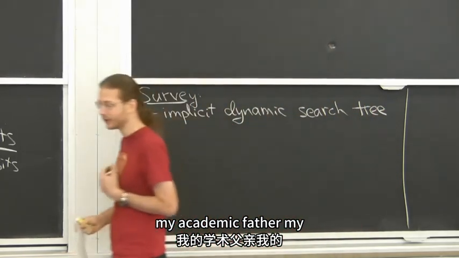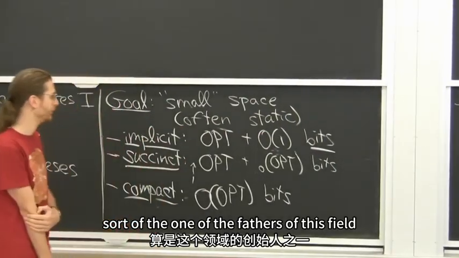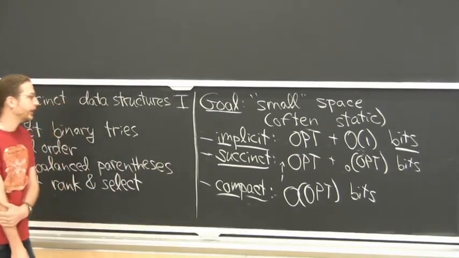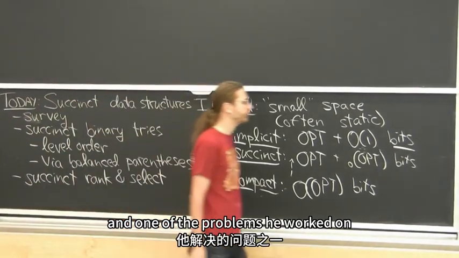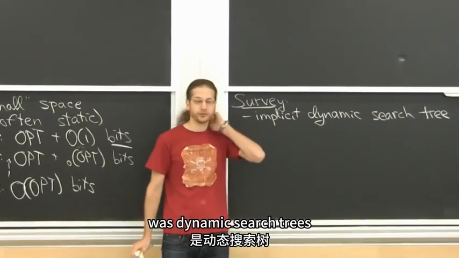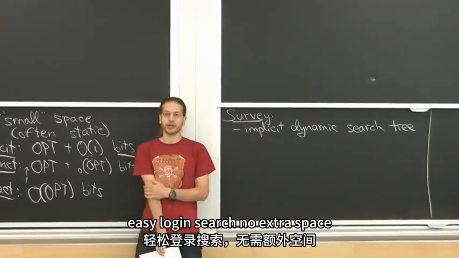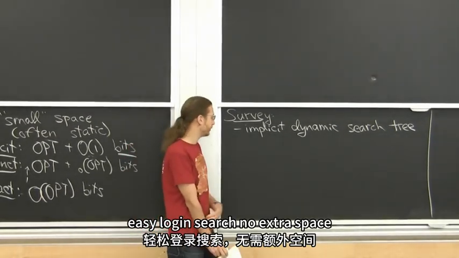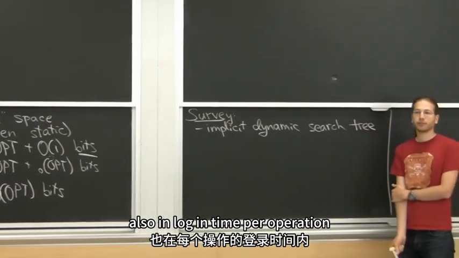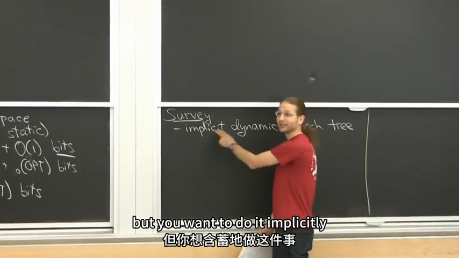My academic father, one of my PhD advisors, Ian Munro, is one of the fathers of this field, and he started looking at succinct data structures in the very early days. One of the problems he worked on was dynamic search trees. If you want static search trees, you can just store the items in a sorted array: easy log n search, no extra space. What if you want to do inserts and deletes, also in log n time per operation, just like a regular search tree, but you want to do it implicitly?